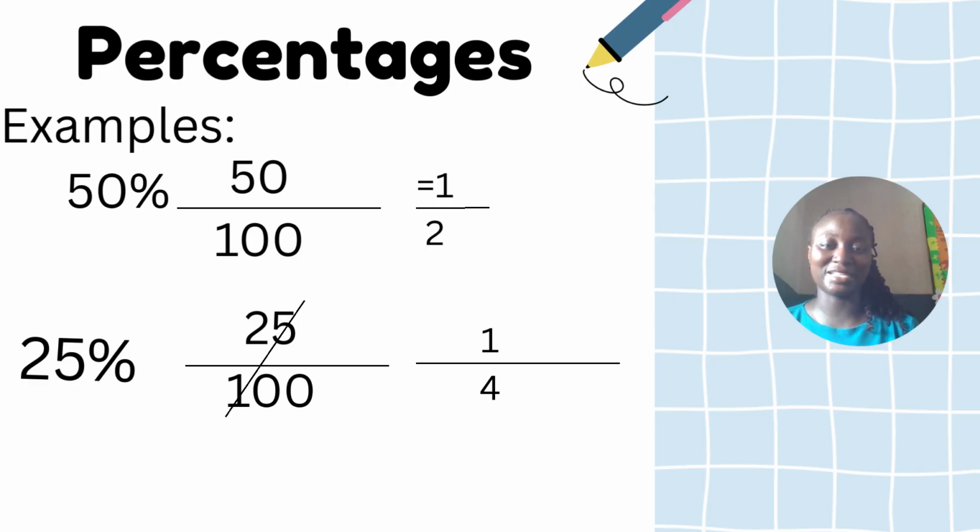So if you are to write it as a fraction, we have 50 over 100. So 50 divided by 50 is 1, 100 divided by 50 is 2. So it also means 1 over 2. Now 25%. 25% means one quarter. This means one part of four equal parts. If I divide a shape into four equal parts and color one part of it, that colored part is 25%.